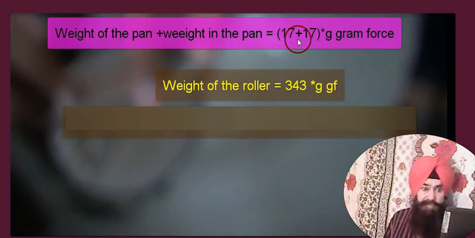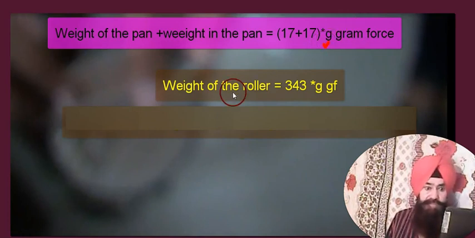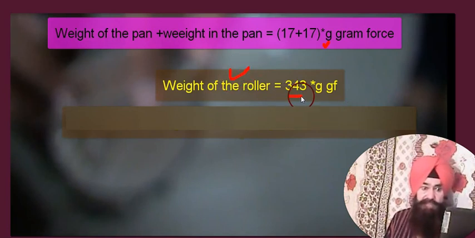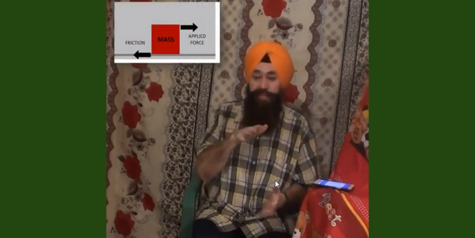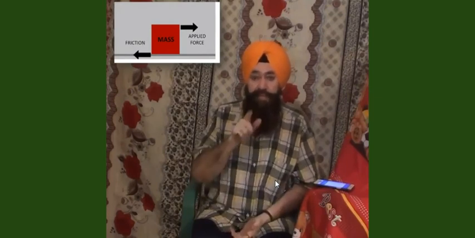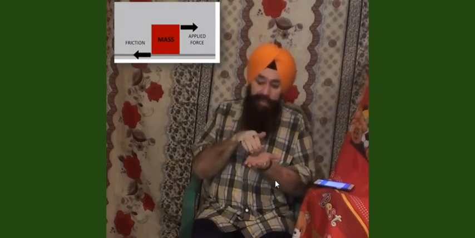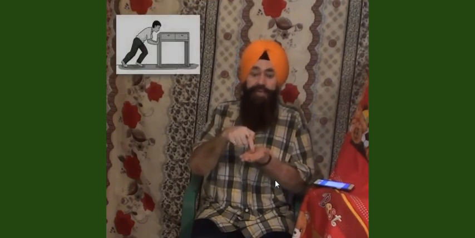Now the weight of the pan plus the weight in the pan, when we stop it from rolling, is 17 plus 17. This is mass multiplied by g, which becomes the gram force. The weight of the roller is 343 gram multiplied by g, which becomes the gram force. Now the coefficient of rolling friction. Friction is the opposing force that is set up between the surfaces of contact when one body slides or tends to slide, or when one body rolls or tends to roll on the surface of another body, right?